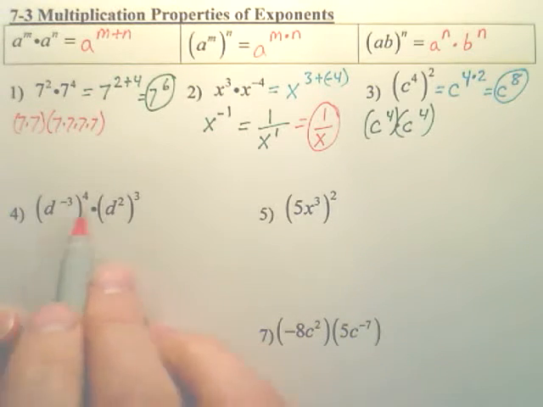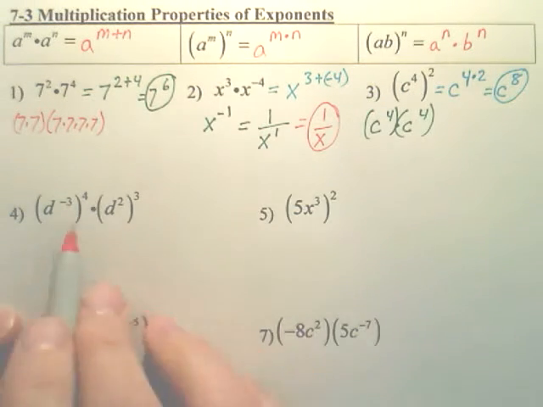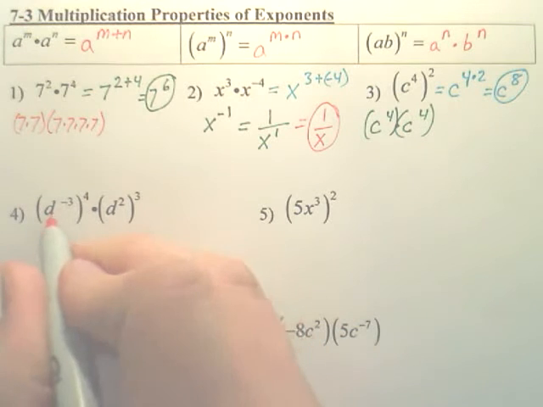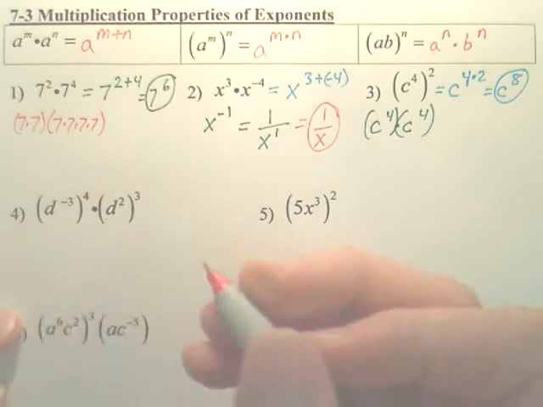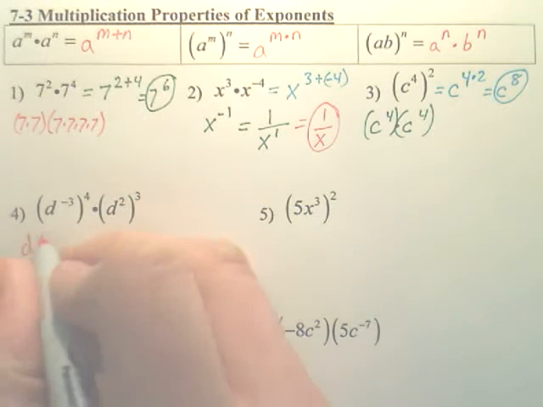All right, so let's take this same property we just did and deal with this problem. So first thing here is to take a power to a power, so that means we multiply those. So this looks like it's going to be d to the negative 3 times 4.